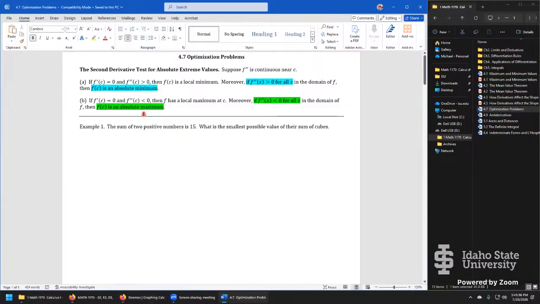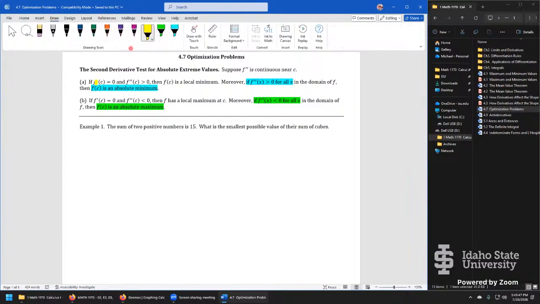So here's the rundown for the second derivative test. We have a second derivative that's continuous near a number c. That number c is going to be the critical number, which means the derivative of f at c is 0. And it says something about a local minimum, a local maximum, but we're going to apply it after the moreover statement. We're going for an absolute maximum or an absolute minimum in the problem.